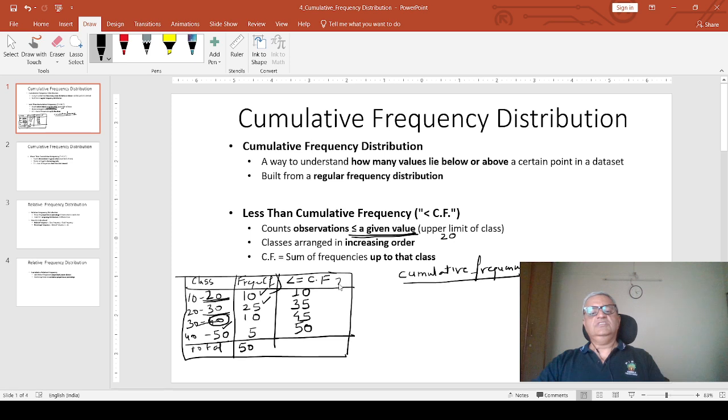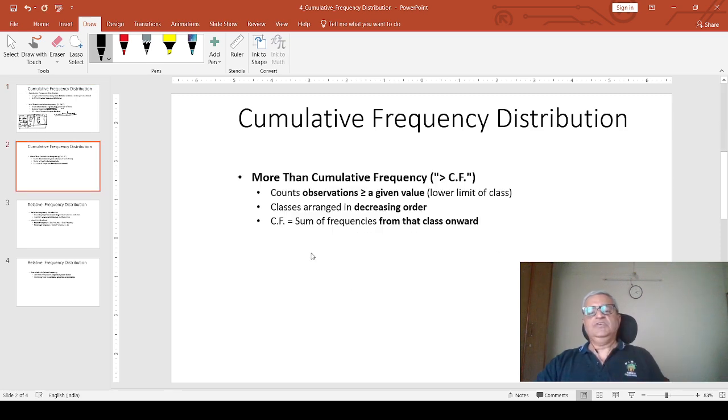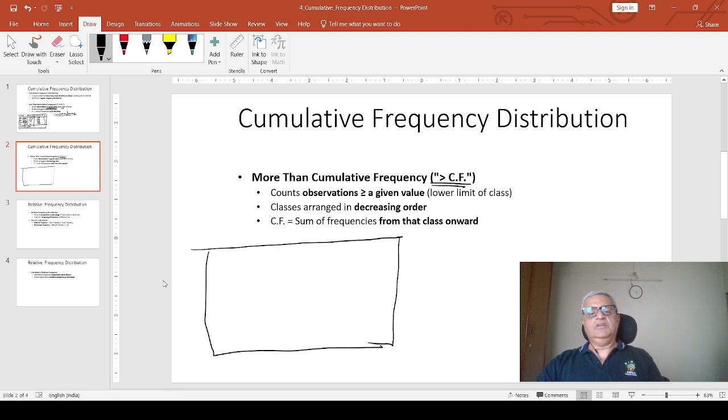Correct? So this is your cumulative frequency for less than or equal to type. This is how you build the table. Let's move on. On similar lines, you also have cumulative frequency for greater than or equal to type. Let's take the same toy example and work out the greater than or equal to cumulative type.